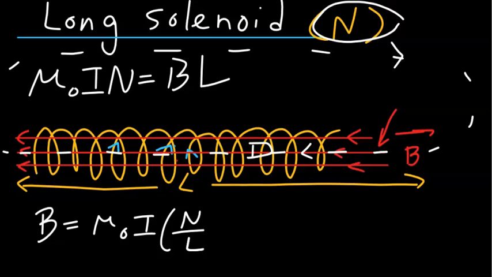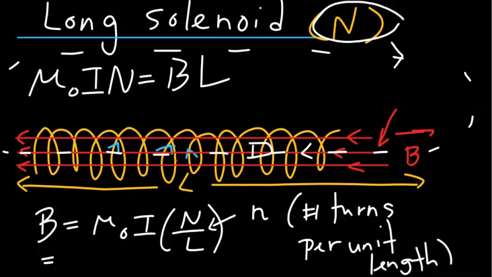This quantity, the number of turns over the total length of the solenoid, is known as the number of turns per unit length. Thus, we can simply write the expression for the magnetic field of a solenoid in the following form: mu naught times current times number of turns per unit length of the solenoid.